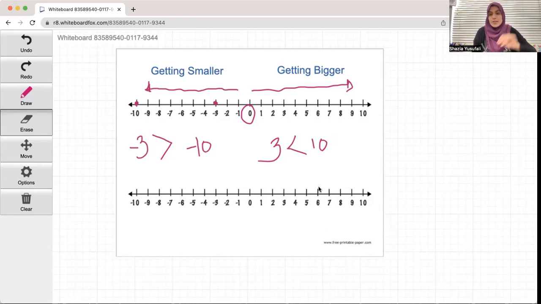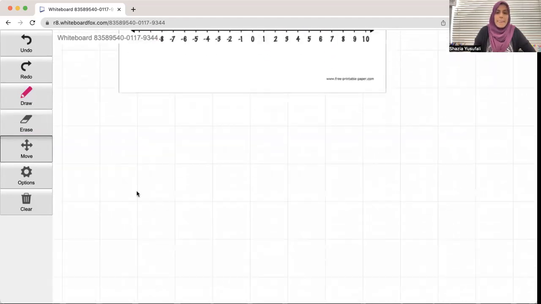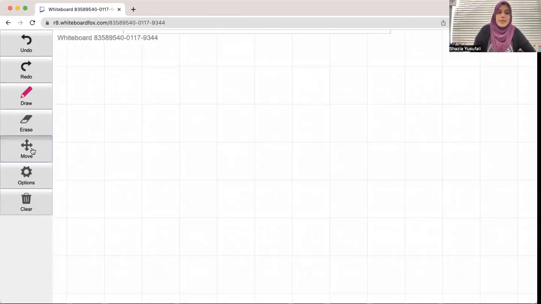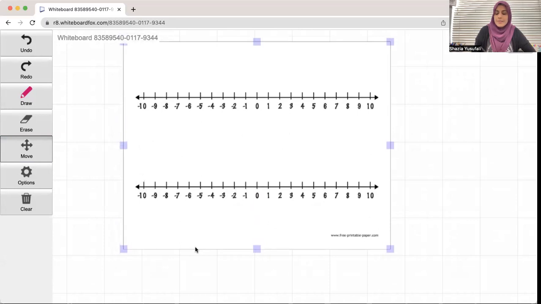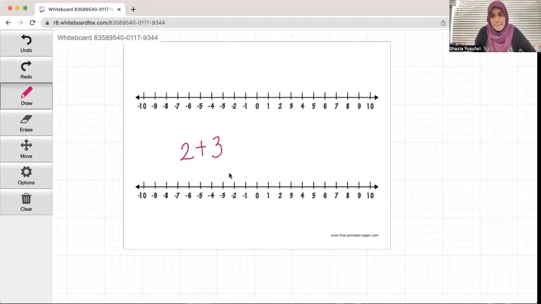Let's use this information to add and subtract. Okay, so I'm going to go ahead and again, go a little lower and then pull my number line down, because the number line is my favorite friend. So as far as the number line goes, let's see how we can use this information to add and subtract. If I were to say 2 plus 3, what is 2 plus 3?